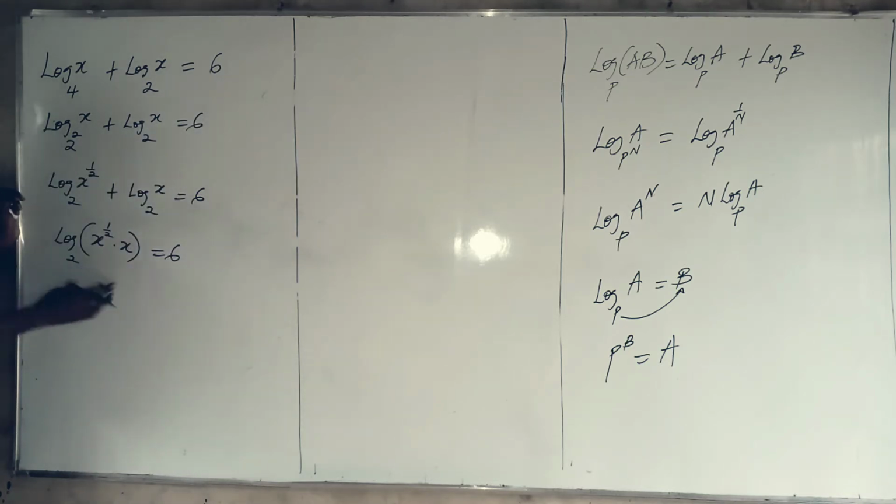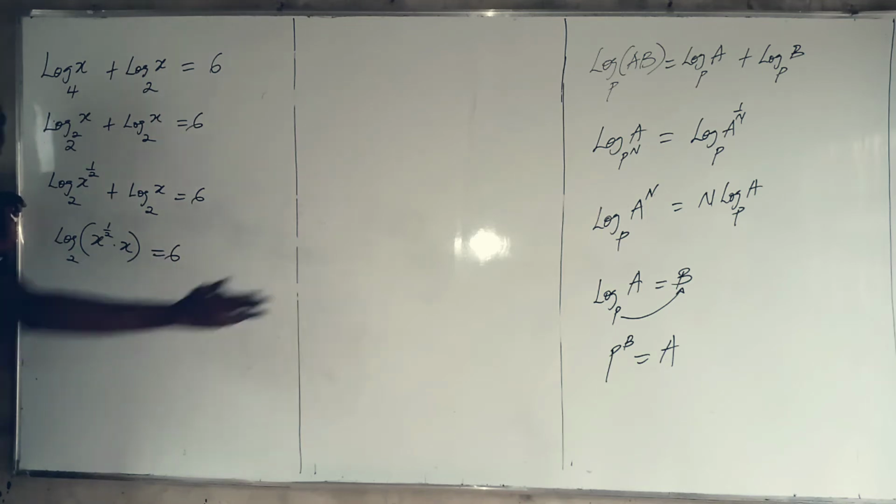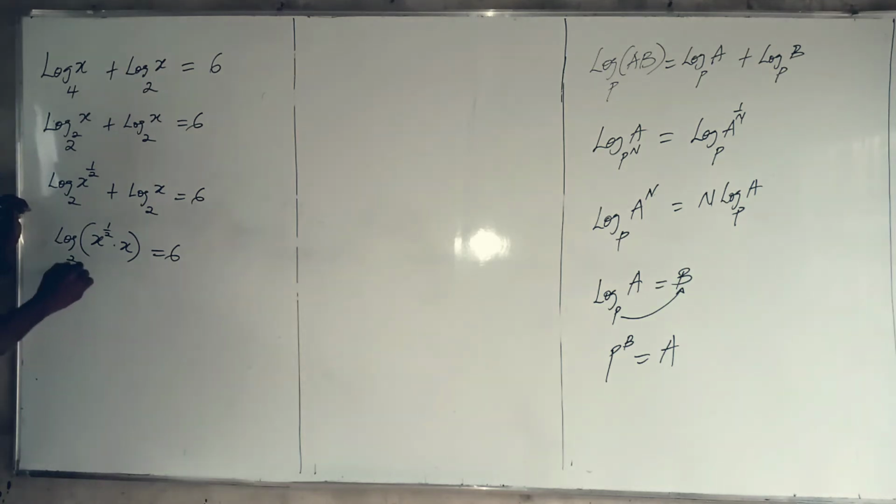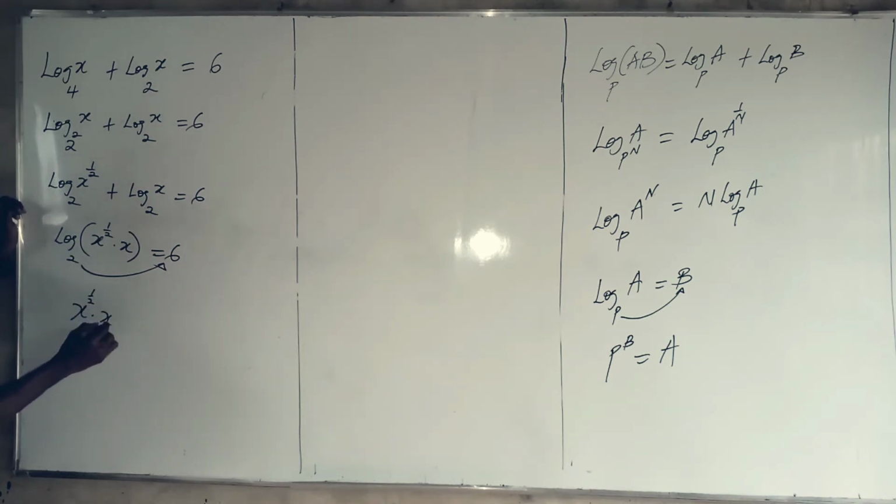And now I want to transform this logarithmic equation to an initial equation. That's the last one we discussed. It's going to become 2 will take 6 as its power and equate it to the input of the logarithm. So it becomes x to the power 1 upon 2 times x to the power 1, of course, is equal to 2 to the power 6.